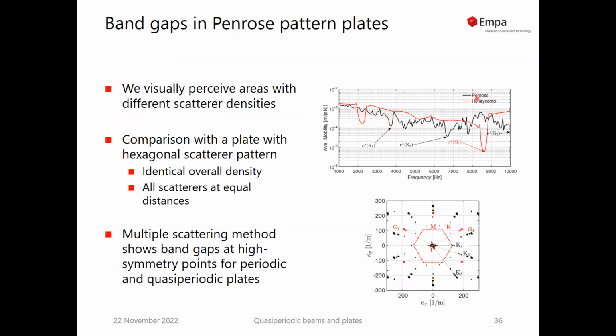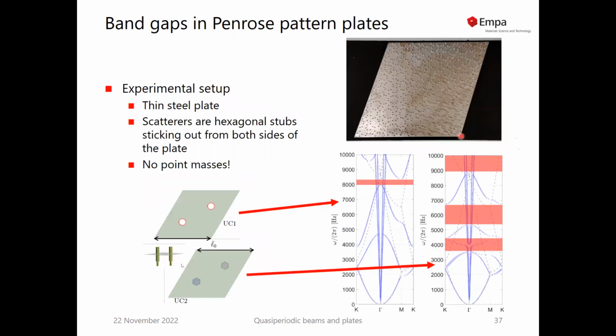And if we look at the Penrose plate in black, we see that smaller but clearly visible band gaps arise at high symmetry points. For instance, the K1 point here, the K2 point on the second circle here, and the K3 point just here at 10 kilohertz, which is a still higher wave number. So the high symmetry points seem to result in band gaps as well. We looked at experiments to do this. So it's quite a work. We have more than 600 scatterers on this plate here, which is more or less 60 centimeters inside.